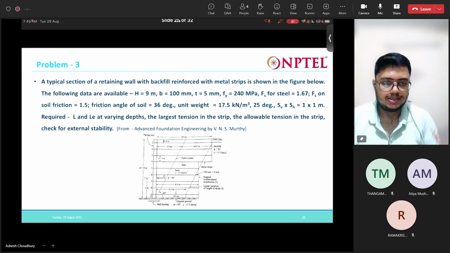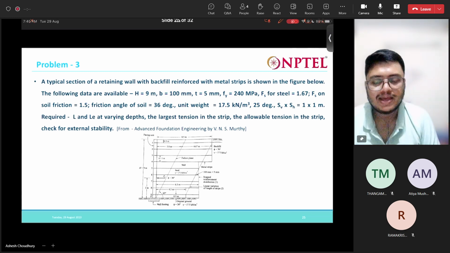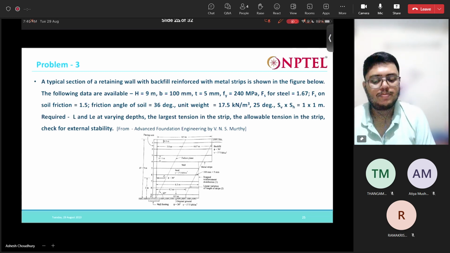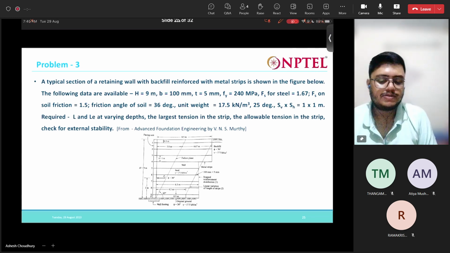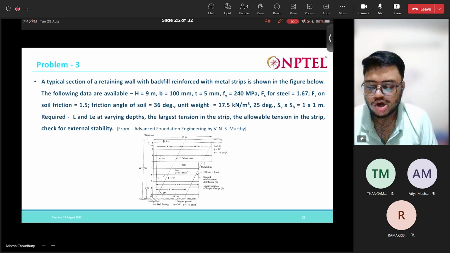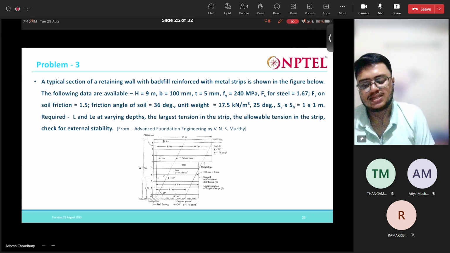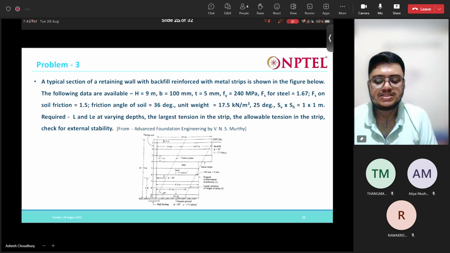The width of each metal strip is 100 mm, and the thickness of each metal strip is 5 mm. The yield strength of the metal strip is 240 MPa. This is mild steel. Factor of safety for steel, the reduction factor, is 1.67. Factor of safety on soil friction is 1.5. Friction angle of the soil is 36 degrees. Unit weight is 17.5 kilonewton per meter cube.